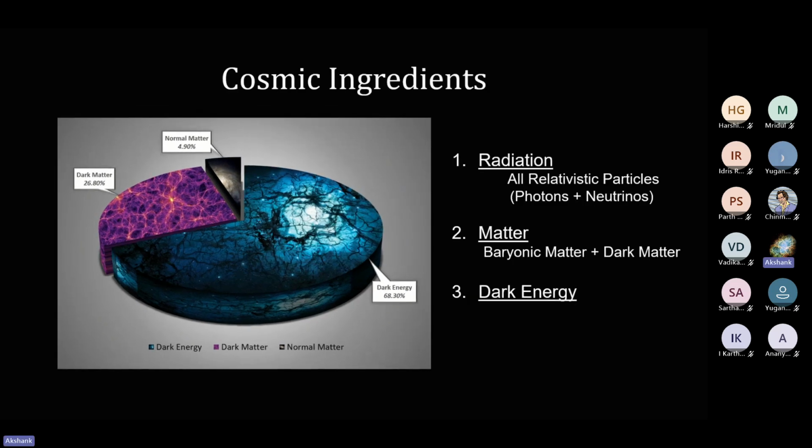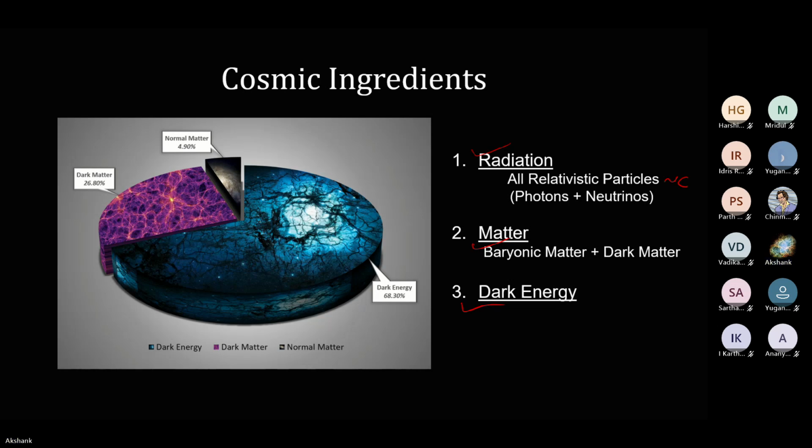But when we study cosmic ingredients, you have, as I said, matter and dark energy. One thing which is not visible here in this energy pie chart is your radiation. Okay. And what is radiation? It means all relativistic particles, all particles which are moving close to the speed of light. Relativistic means their velocity is closer to the speed of light. What does that include? Photons, neutrinos, maybe even cosmic rays. So these are all your relativistic particles.